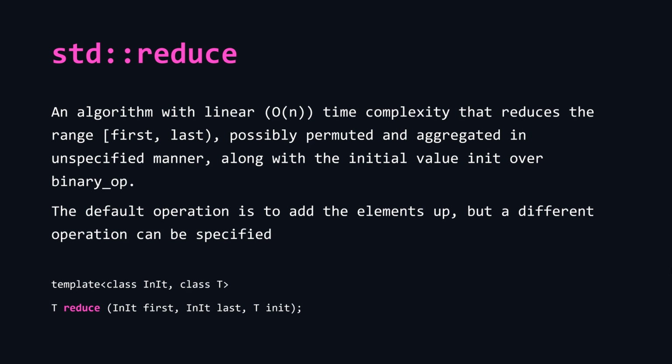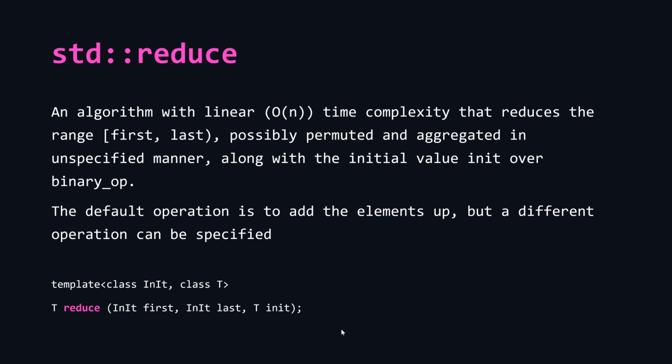For std::reduce, we have an algorithm with linear time complexity that reduces the range first to last, possibly permuted and aggregated in an unspecified manner, along with the initial value init over binary op. The default operation, once again, is to add up the elements, but a different operation can be specified. And once again, we have our algorithm declaration here with the same parameters, but as mentioned before, we have a few overloads where we can specify a custom binary operator to do a different operation.